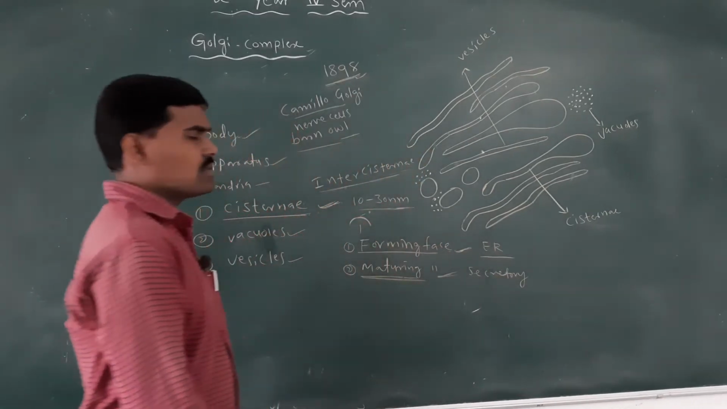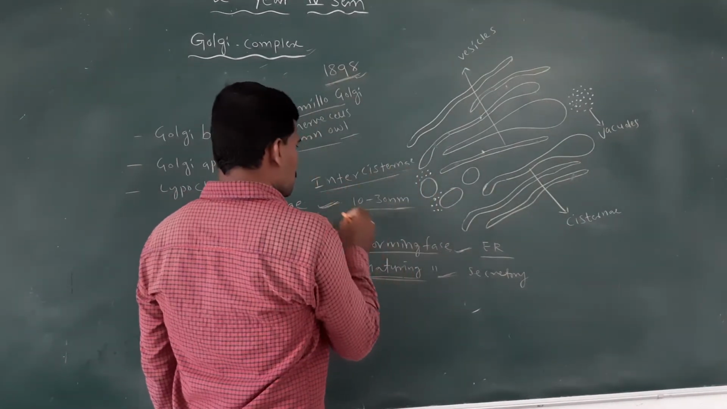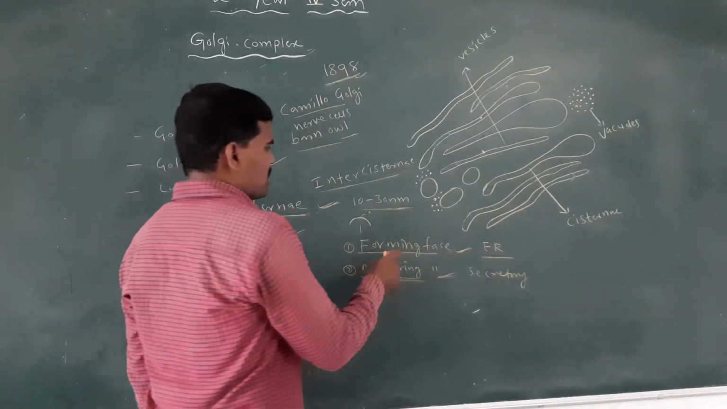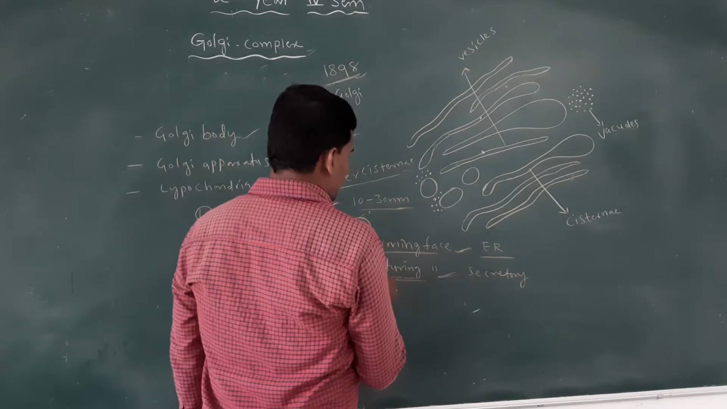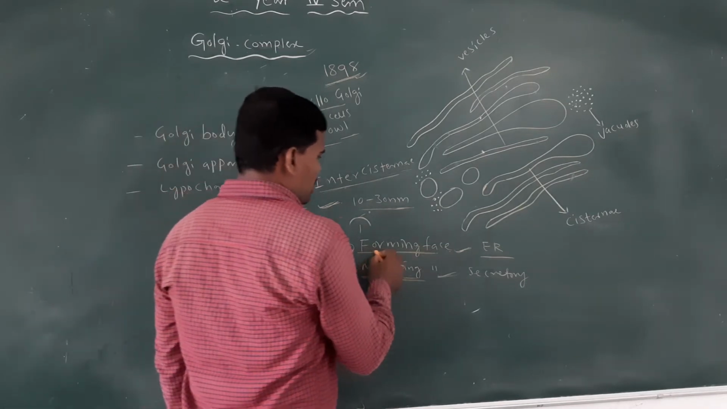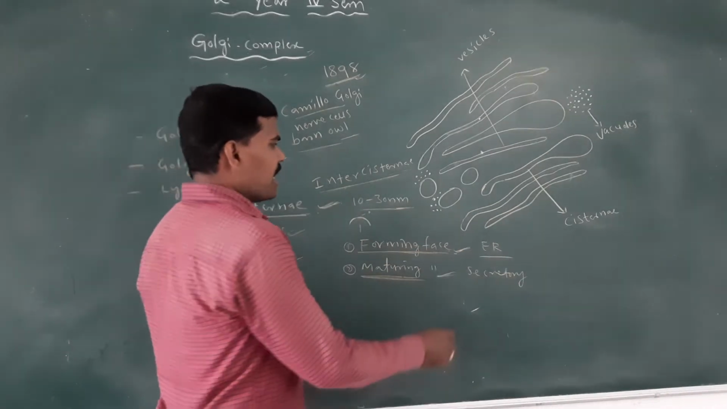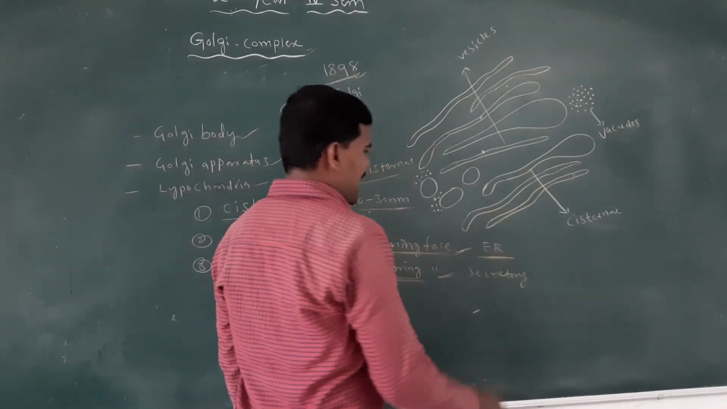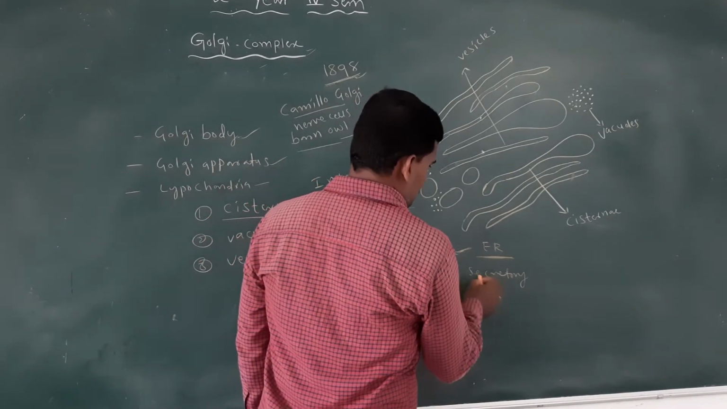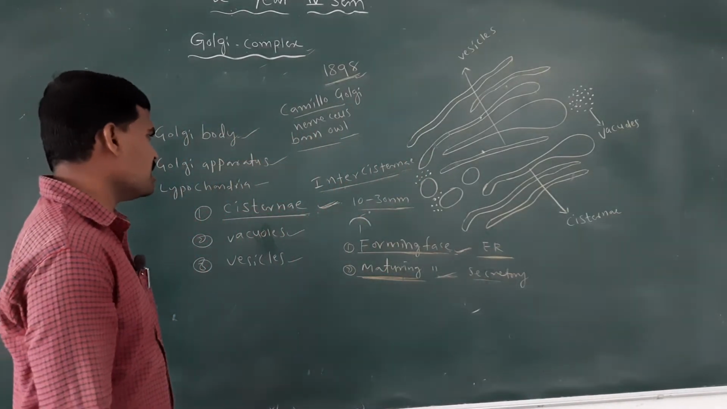So once again, listen here. The cisterna has two surfaces, the convex and the concave surface. The convex surface is called the forming phase, and the concave surface is the maturing phase. The forming phase is bounded to the endoplasmic reticulum. The maturing phase is the secretory phase of the cisterna.